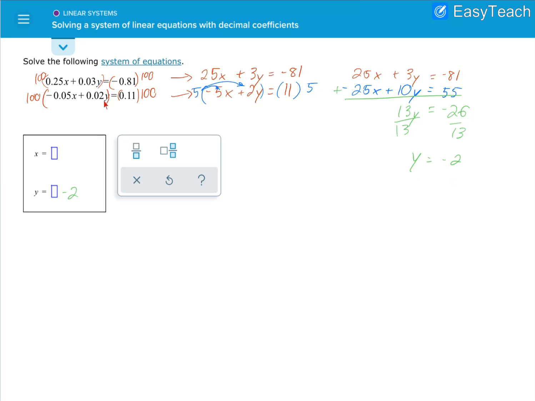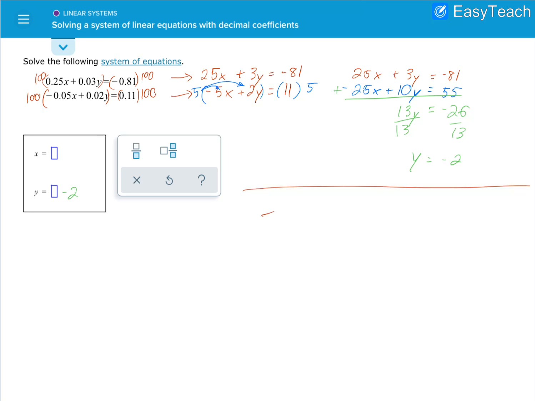And usually we want to plug it into one of the original ones. But just like we did when we did the fraction ones, I'm actually going to go to the ones after I eliminated the decimals because it'll make my life a little bit easier. And I'm pretty confident I did those correctly. So I'm going to choose this bottom one because the numbers are a little smaller. So let's go back to red.